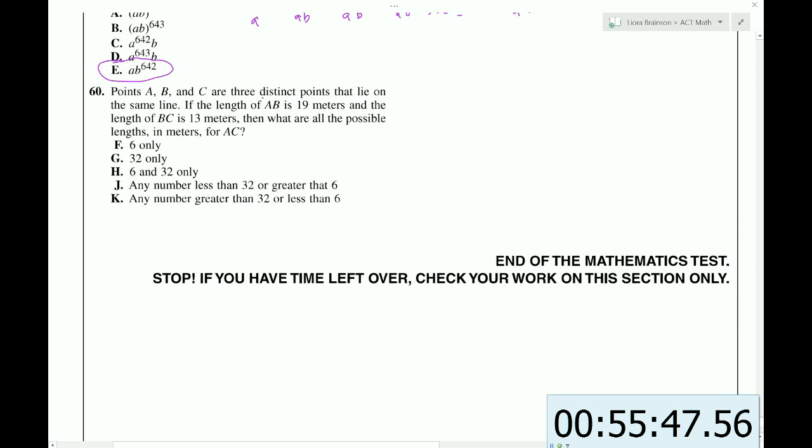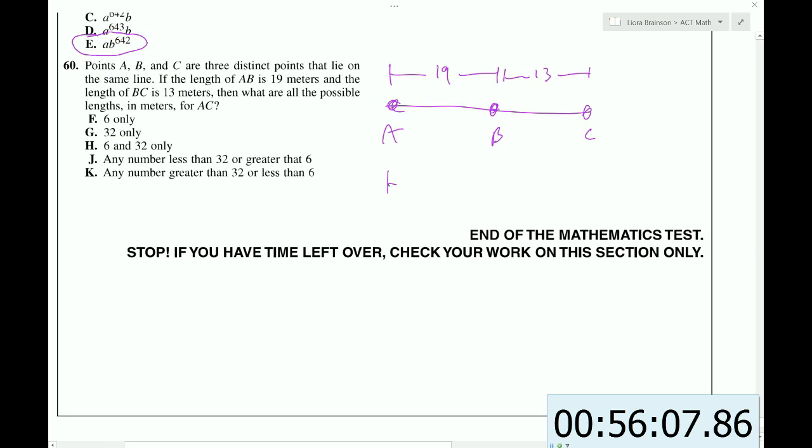Points A, B, and C are 3 distinct points that lie on the same line. Okay, so A, B, C, let's say. If the length of AB is 19 and the length of BC is 13, then what are the possible lengths in meters for AC? Well, AC can certainly be the sum of those two, which would be, I believe, 32, right? So anything that doesn't have 32 can be eliminated.